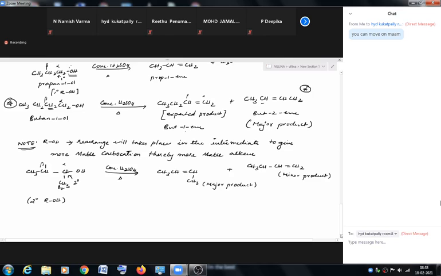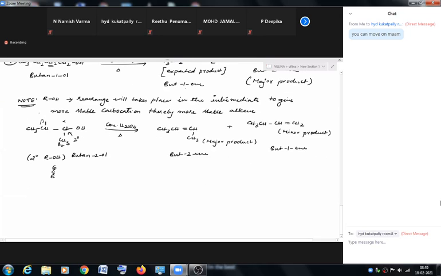We can even have tertiary alcohols also. Okay, what is this name? Butan-2-ol, and we end up having but-2-ene as the major product and but-1-ene as our minor product as usual.